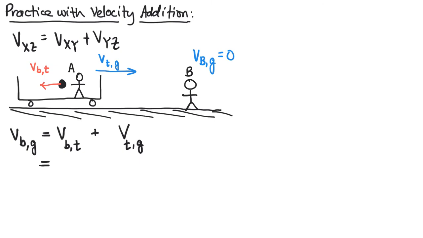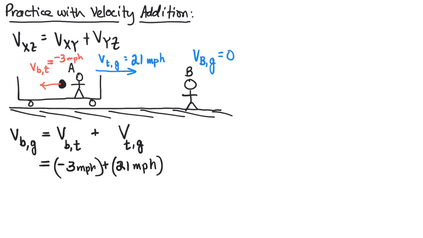So VBT is not 3 miles per hour, but rather minus 3 miles per hour because it's being thrown to the left. And sticking with the numbers that we've used before, the train is moving to the right relative to the ground, and let's keep the same numbers we've used in the past of 21 miles per hour to the right. So now when we incorporate all of this information, we have ball relative to train is minus 3 miles per hour, and train relative to ground is plus 21 miles per hour. So we add those two together, but one of the terms is negative. So we really have 21 minus 3, or 18 miles per hour, okay?